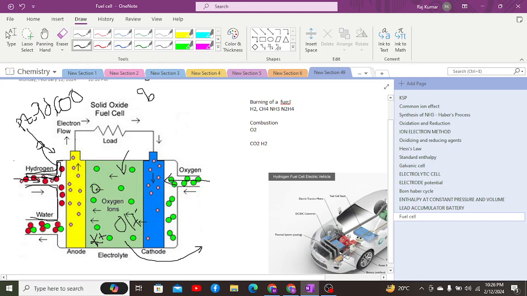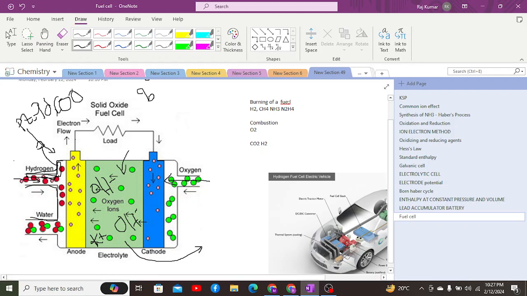Now this reaction within the cell can only occur if there is a continuous supply of hydrogen and oxygen at a given moment, which means two things will be obtained out of this process. First, we'll get water molecules as a byproduct, and second, electrical energy. Now let's see how it actually happens.